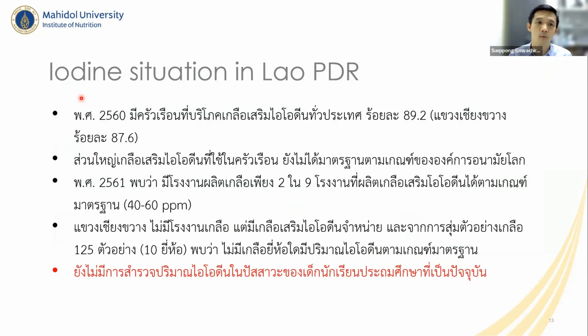And for Xieng Khouang, they don't have a salt manufacturer, but the population in Xieng Khouang purchase iodine salt for their daily consumption, and we have conducted 125 samples from 10 brands available in the market, and we found that none of these brands meet the standard requirement for iodine. But this is data only for Xieng Khouang. And as I mentioned, Lao PDR still has not conducted any studies on the UIC of primary school students currently.